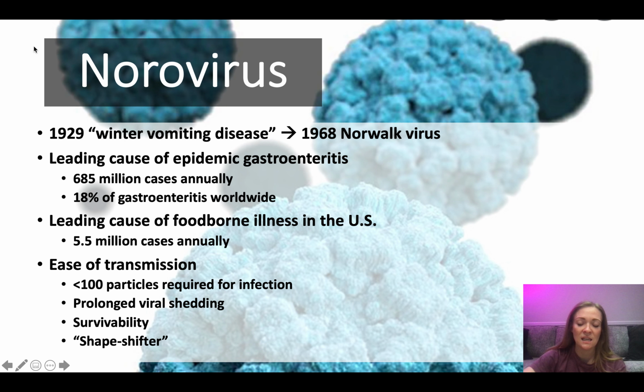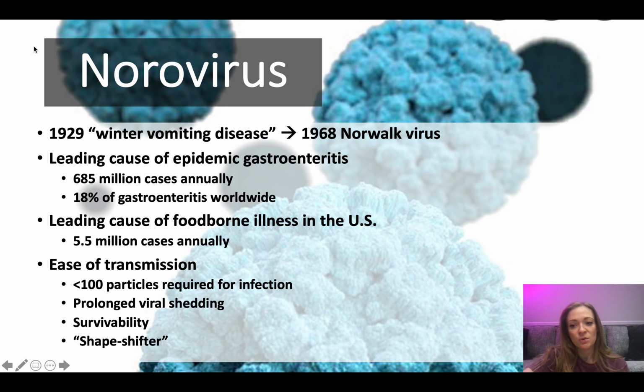Norovirus is unique in its ease and effectiveness of transmission, related to the small number of particulates required to produce infection, which is less than 100 particles, viral shedding that may persist for weeks despite a lack of symptoms, and its distinct survivability. Standard household cleaners and alcohol-based disinfectants will not remove norovirus from surfaces. Bleach is required to do so.